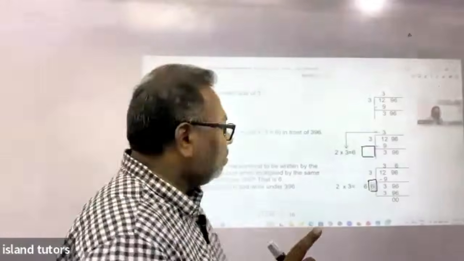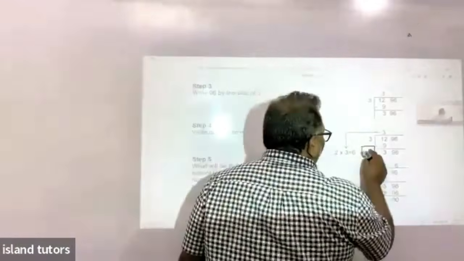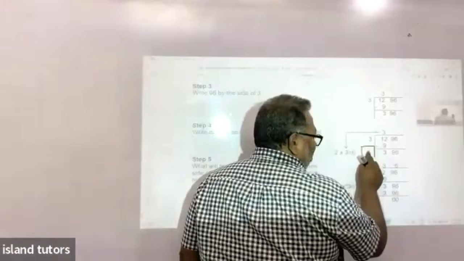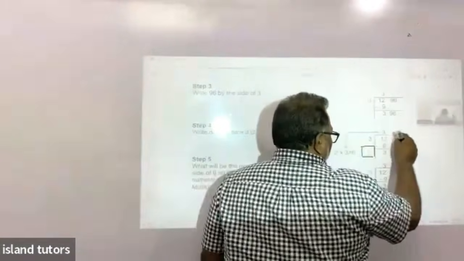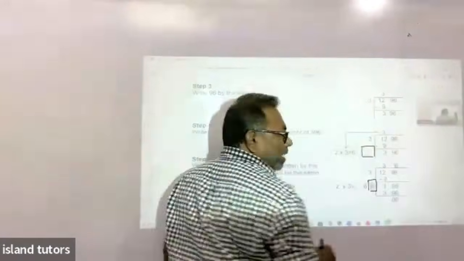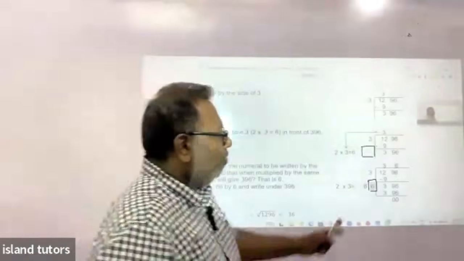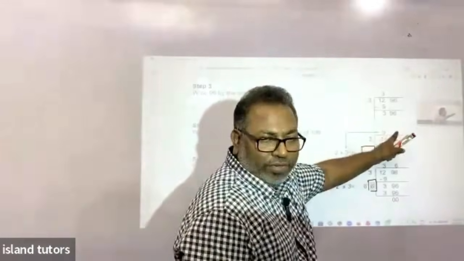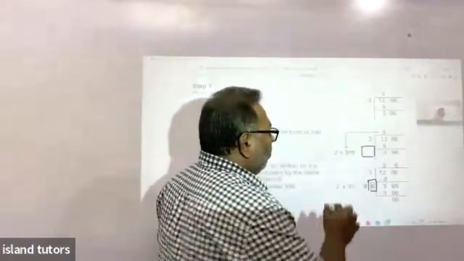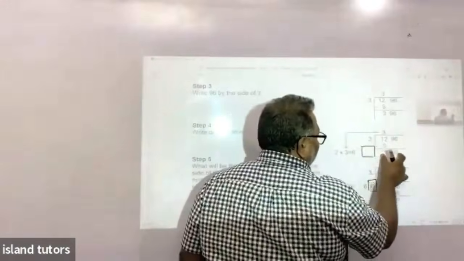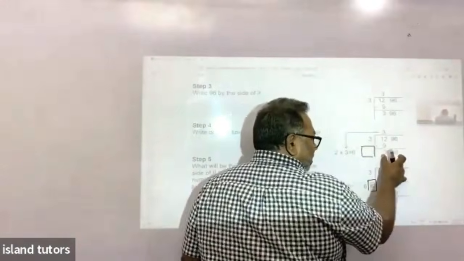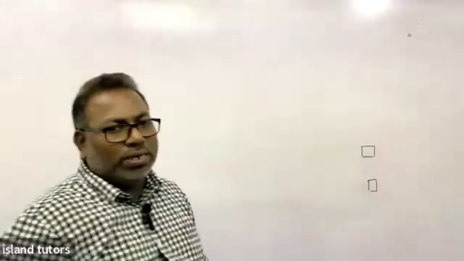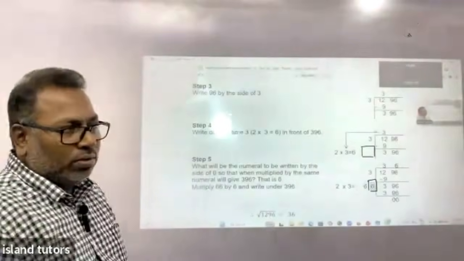So be careful. What we are saying is, you're going to put a number here. When you put a number here, you have to put the same number here. If you put 5 here, you have to put 5 here also. Then when you multiply these two, it has to be equal to 396 or less, right?